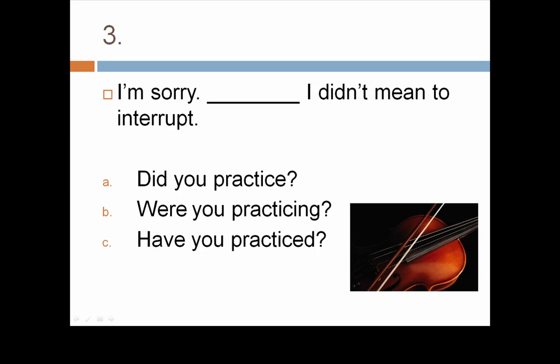3. Answer B. I'm sorry, were you practicing? I didn't mean to interrupt. The activity that was in progress requires the past progressive. The action that caused the interruption requires the simple past.